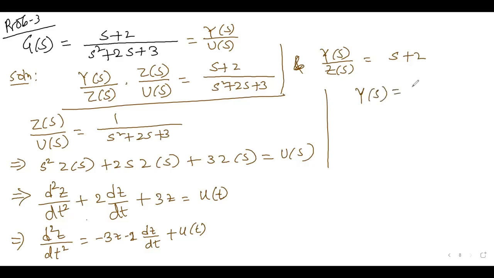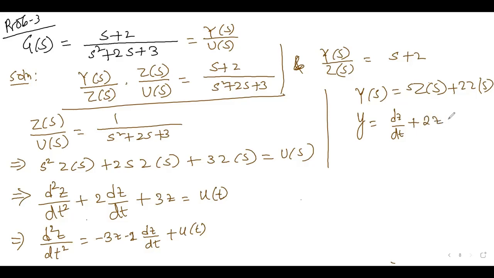ys is equal to s zs plus 2 Zs. So that means here y is equal to 2z plus, plus what? z will not be, it will be Z1. Yes, Z1, 2z1, z1 means dz/dt, and what will this be? s z is dz/dt, and what will this be, tell me? 2z.